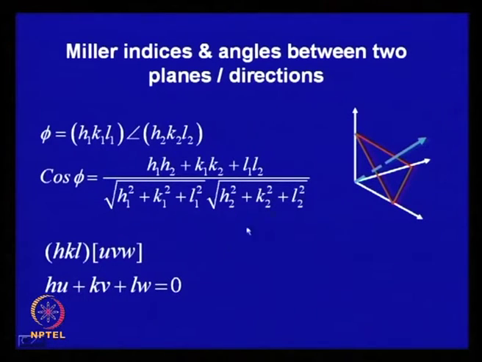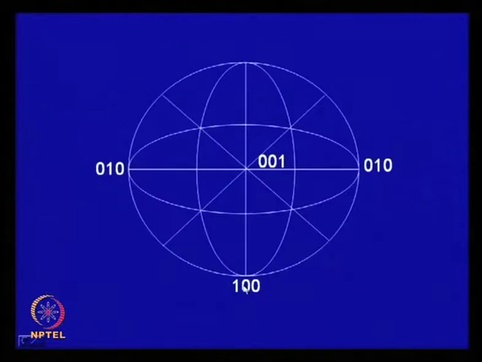For example, the plane 1 1 1 in a cubic crystal and the pole, or perpendicular direction, which is also represented by 1 1 1: the angle between these two will be 90 degrees. And this relationship is very frequently used to construct a standard projection.